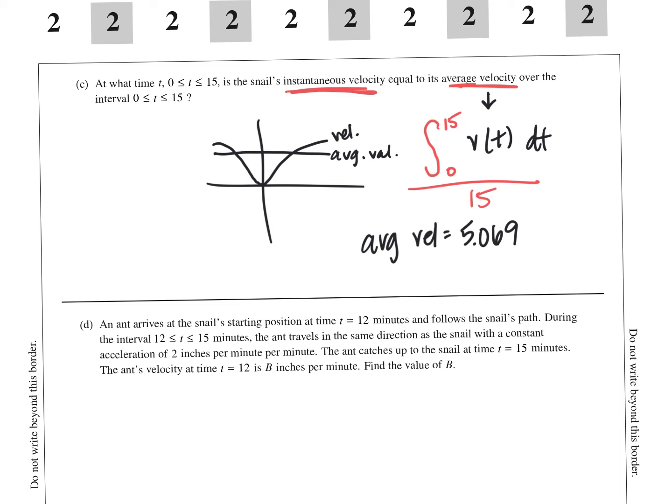Y'all, I got what value? I'm going to say this equals his velocity at t equals, what would you say your t was? What's that intersection? 6.03? 030?